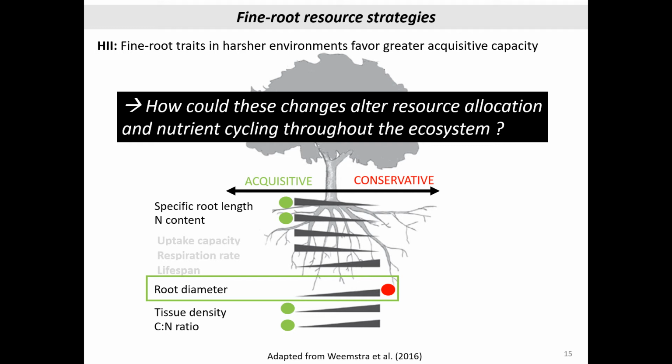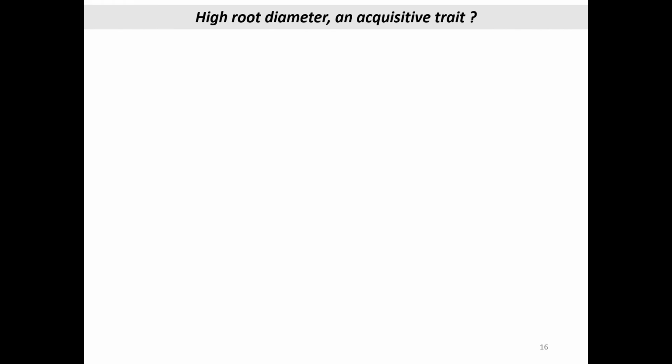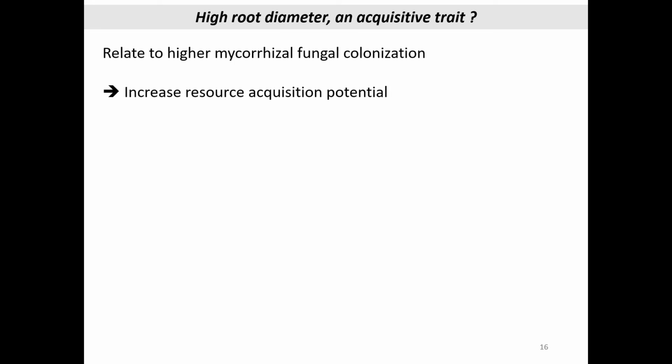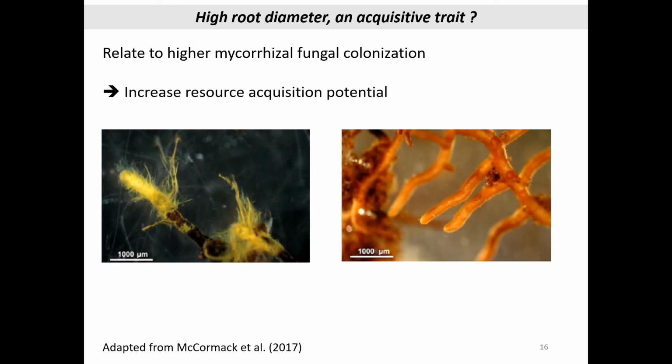One could argue that higher root diameter could be an acquisitive trait if it's related to higher mycorrhizal fungal colonization, because it would increase the resource acquisition potential. Interestingly, I didn't find any differences in fungal colonization across the gradient. The colonization rate was about 95% for all the fine roots. But I would suspect that root diameter might relate to other fungal traits, such as the exploration type. Here I'm showing you two different exploration types, medium distance with the fungal species Piloderma, and short distance with Lactarius. This is what I'm working on right now, trying to see if there is any relationship between fine root traits and these mycorrhizal traits, so stay tuned.